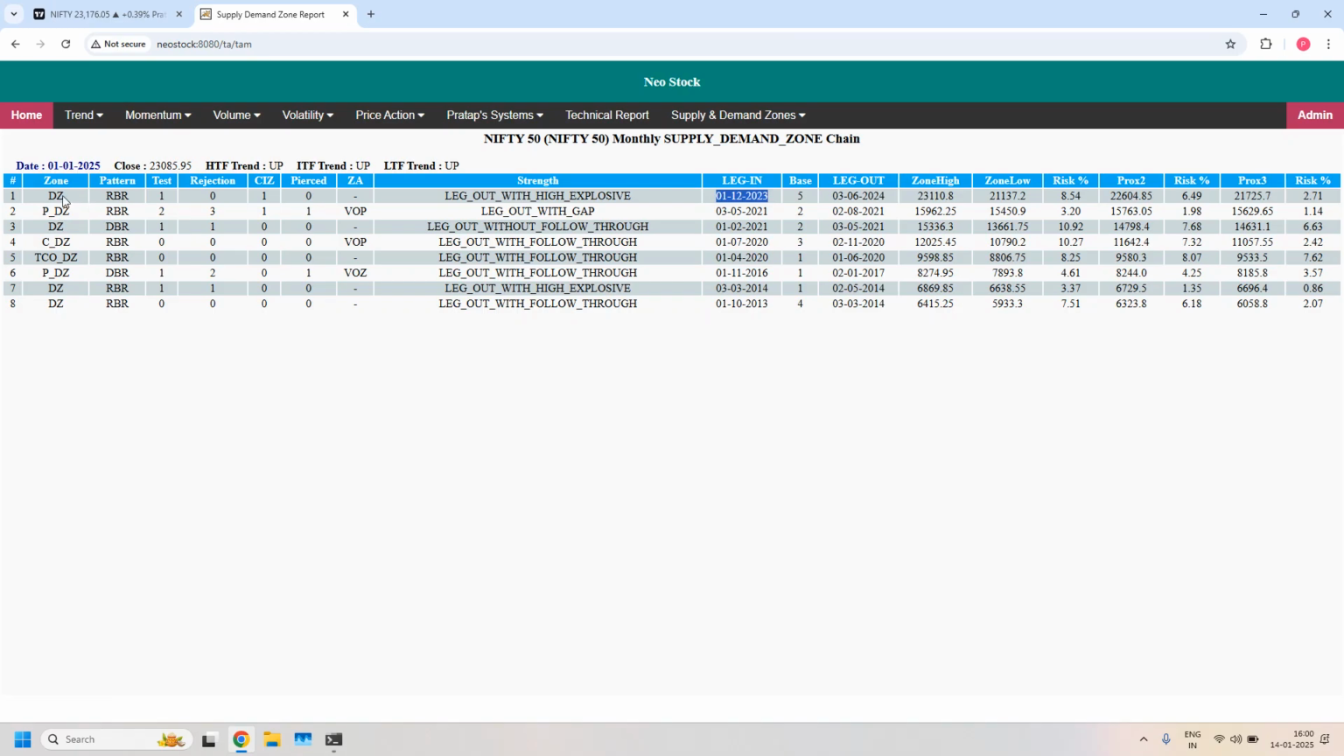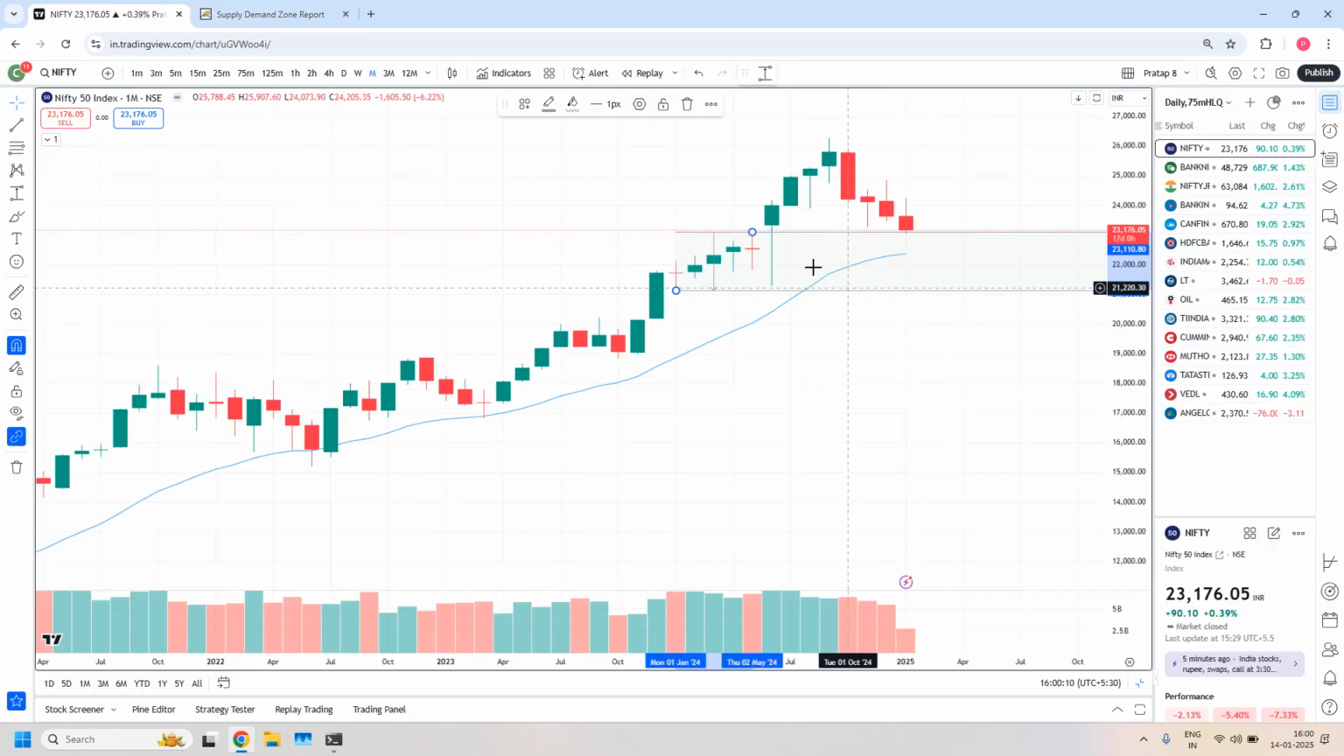Is it having any monthly supply zone? No. So it's an all-time high monthly demand zone. Have you noticed this monthly demand zone is having a monthly EMA confluence? Earlier prices were overextended from the monthly zone. See, all these months overextension continued, and here overextension is stopped. And now prices are moving towards the monthly zone.